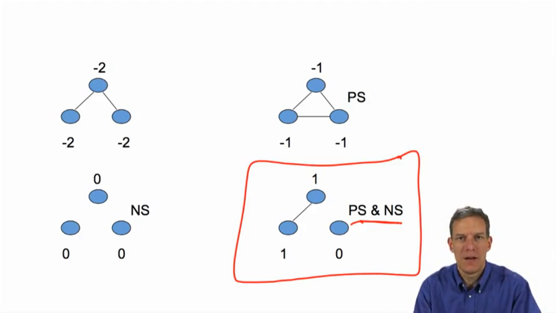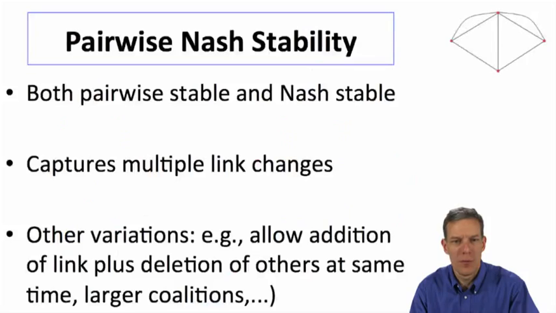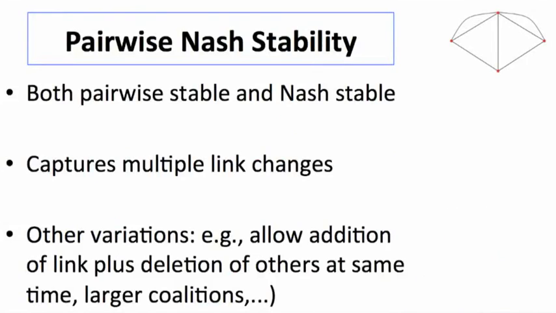So it's useful to have some refinements of pairwise stability, alternative methods of modeling network formation, and this one captures multiple link changes. You could do all kinds of other variations. You could allow additions of links plus deletions of some links. You could allow larger coalitions. So there's a whole series of different ways in which you can embellish these definitions. And of course, game theorists love to work with different definitions and see what they give. So there's a non-trivial literature which looks at enriching the set of ways in which we model network formation.